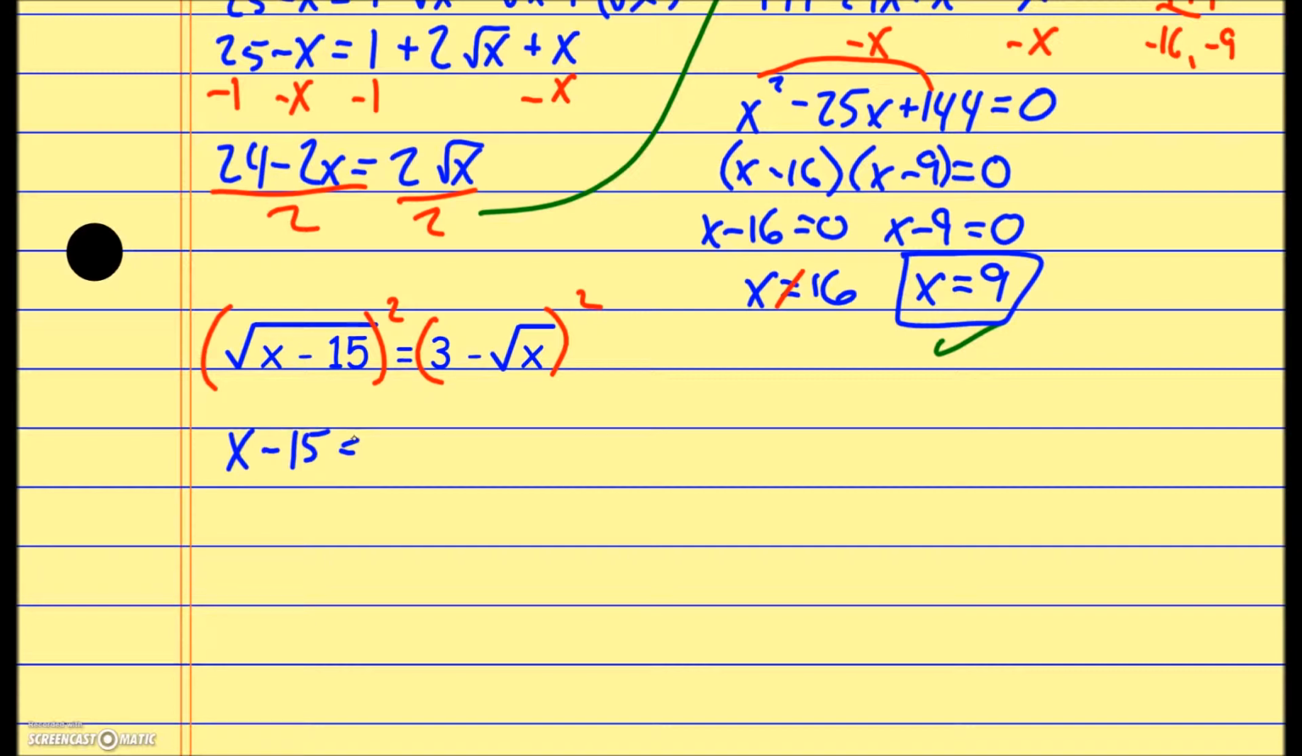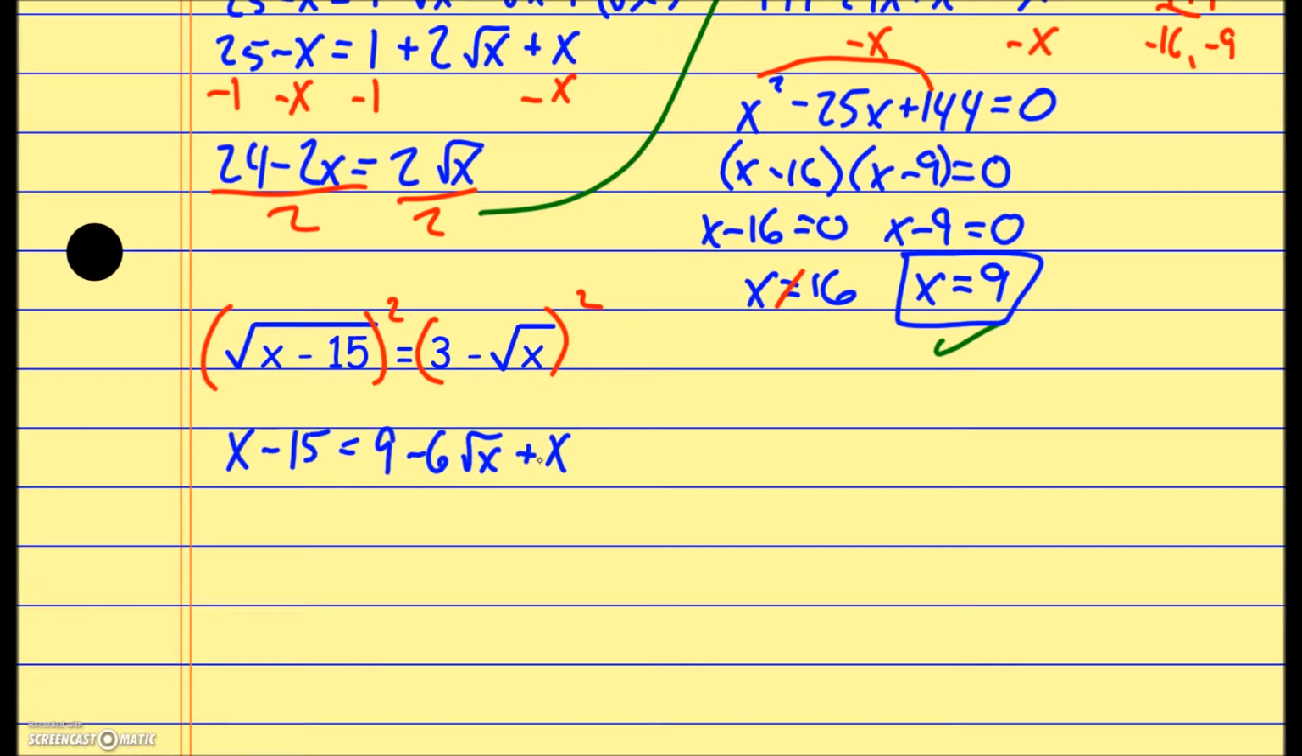I'm not going to write it out this time, but if I multiply that out, that's going to be a 9 minus 6 root x plus the square root of x squared, which is just going to give me an x, okay? And the more you do those, the easier that's going to become. Take it off to the side, multiply it out, and see what you get.